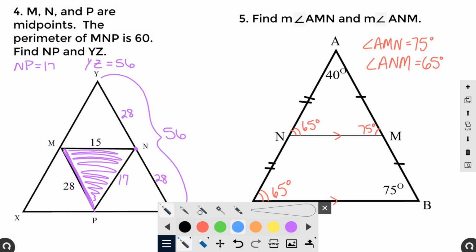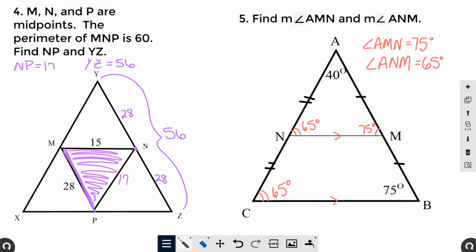Although it didn't ask us this question, I would like for us to find the angles that are below the 75 and 65 here in the middle. How can I find this angle below the 75 degrees at M? Subtract it from 180. What's 180 minus 75? 105. So this angle would be 105 because that makes a linear pair. What about this one over here below the 65?